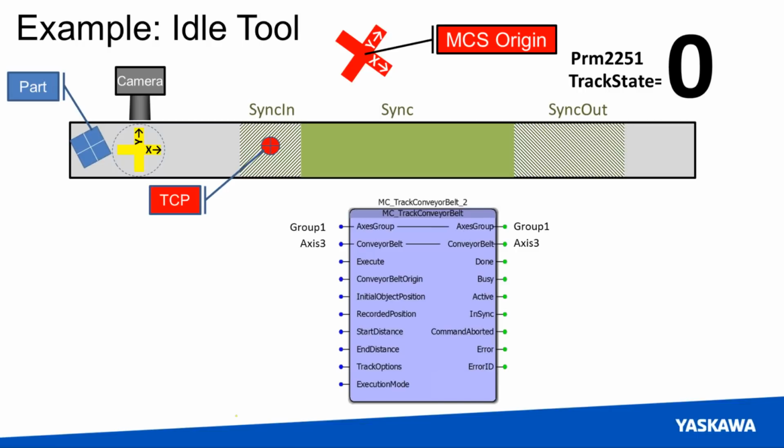So let's give an application example. First, what I'm going to show you is what happens if I don't do anything during conveyor tracking. So I'm going to call this an idle tool. I'm not going to do anything except execute conveyor tracking. How is this going to work?